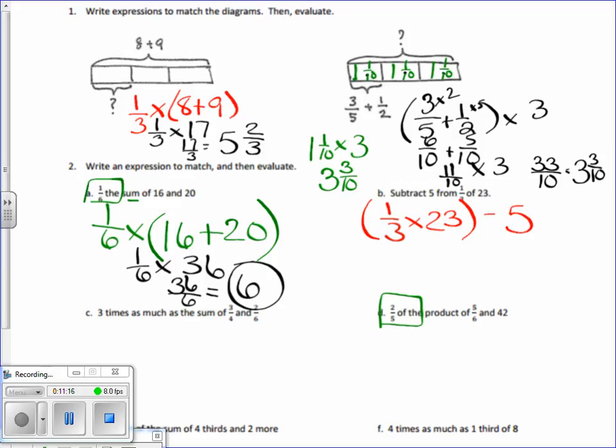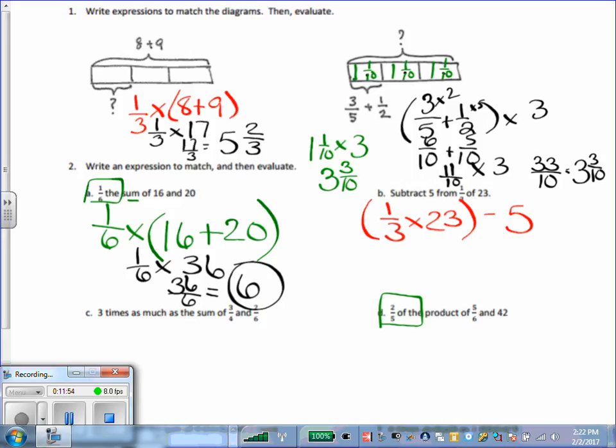If it says subtract from, that means the 5 goes in the back. If it's 5 minus, then it goes in the front. Once you work this, your answer is going to be bigger than 5 anyway, so you can subtract 5 from it, not it from 5. Go ahead and work it and see what you get.